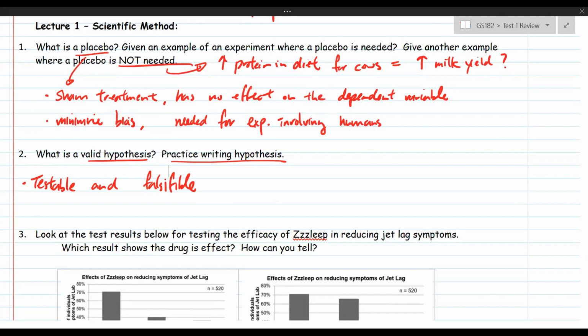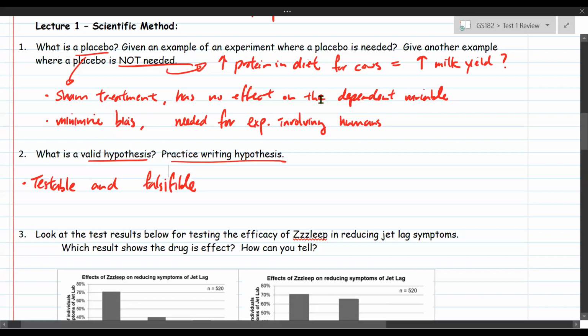You have to be specific, right? Don't just say increased temperature will affect the membrane permeability. How is it going to affect it? Is it going to increase it? Is it going to decrease it? You have to be specific.